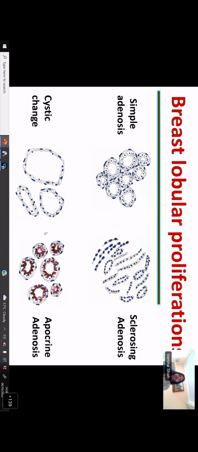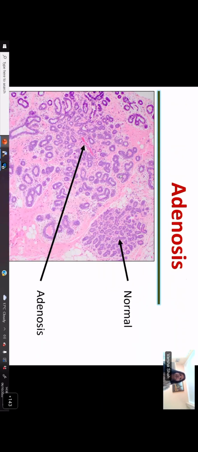This is just a schematic diagram of the lobular proliferation. This is simple adenosis, and that is sclerosing adenosis. You can get a cystic change within adenosis, and you can get apocrine metaplasia within adenosis. Basically in simple adenosis, you get expansion of the lobules and an increased number of lobules. Under the microscope, that's normal, and that's the expanded lobule with an increasing number of acini or lobules. So this is simple adenosis.